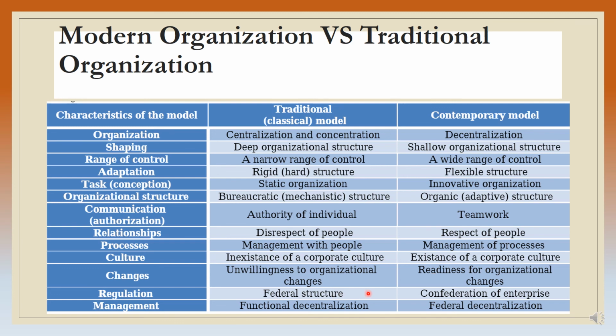In the traditional structure, it is a federal structure, and in contemporary, it is a confederation of enterprises. So it is more like a cooperative kind, and the traditional one is more federal or feudal in nature, where there are people who will control the entire organization. Then functional decentralization, whereas there can be decentralization but at the functional level, while contemporary models have decentralization at every point. So this was the difference between modern organizations and traditional organizations.